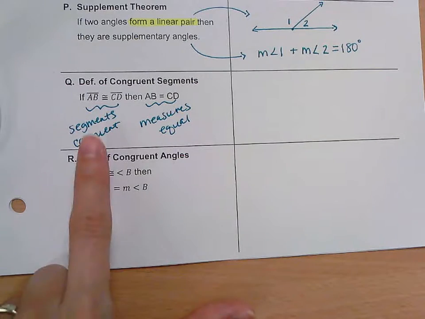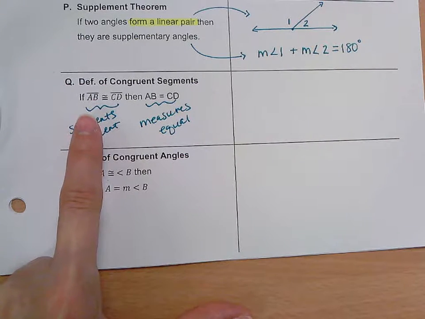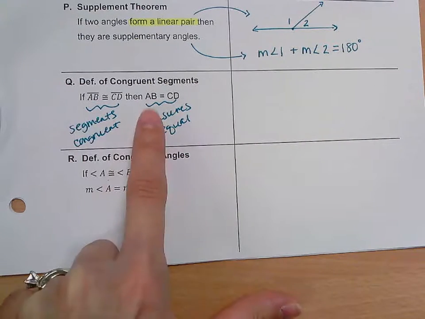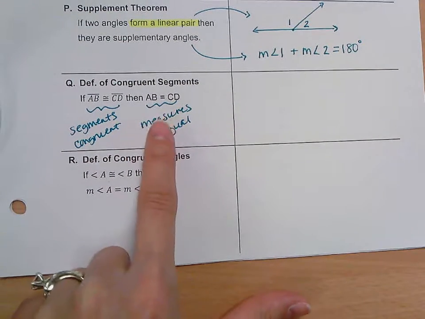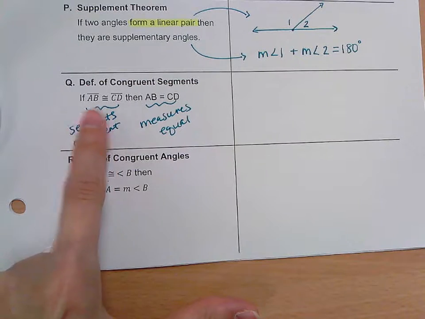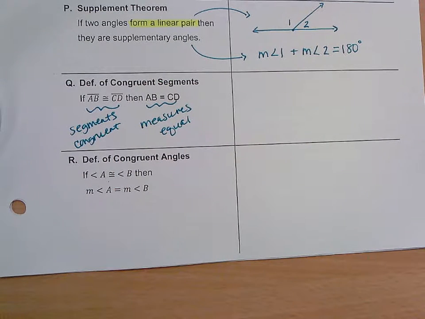When you don't put a segment bar or line above the AB, you're talking about the measure, how long it is. For the measures, you use an equal sign. For the segments, you use a congruent symbol.